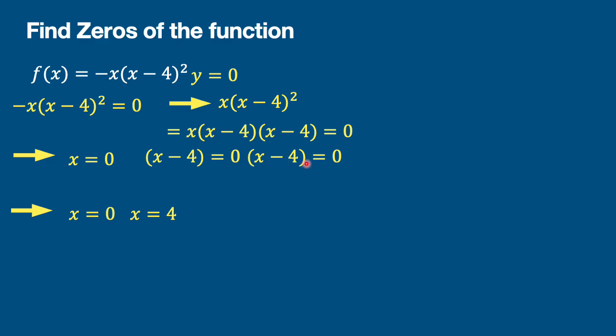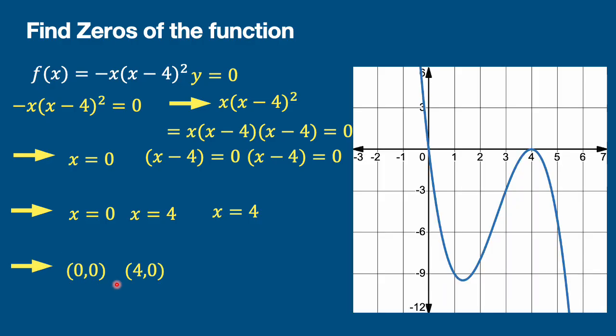Third one is x minus 4 equals 0, so x equals 4. We call these the zeros of the function f. When you find the zeros, we can find the x-intercepts: (0, 0) and (4, 0). So let's sketch the graph here.